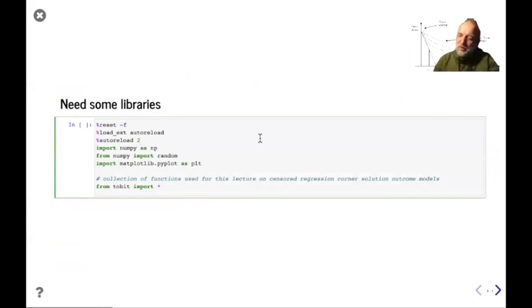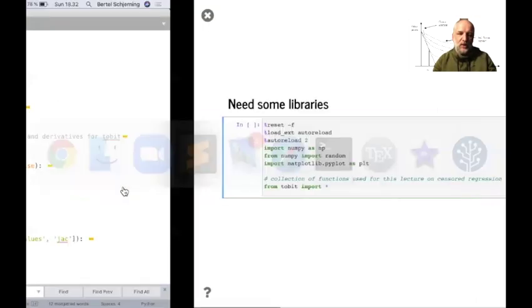We need to do a little bit of Python. So I'm going to read in some libraries. Basically, we need NumPy and a random number generator, and then we need some plotting. And then I've collected a bunch of functions in this library that's called Tobit. So I'm going to read that in, and that's available right over here.